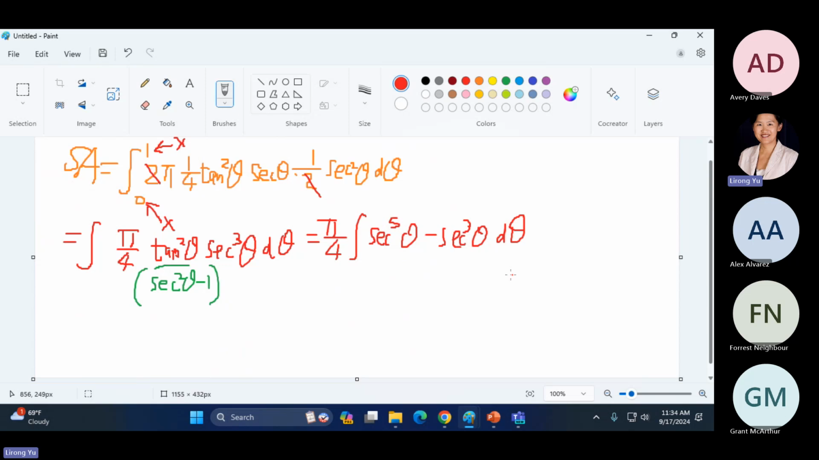It's a lot of calculation. I remember the secant cubed, but I don't remember the secant to this power. How do I do the secant to this power? We'll have to do integration by parts, right? Anyone remember the calculation?